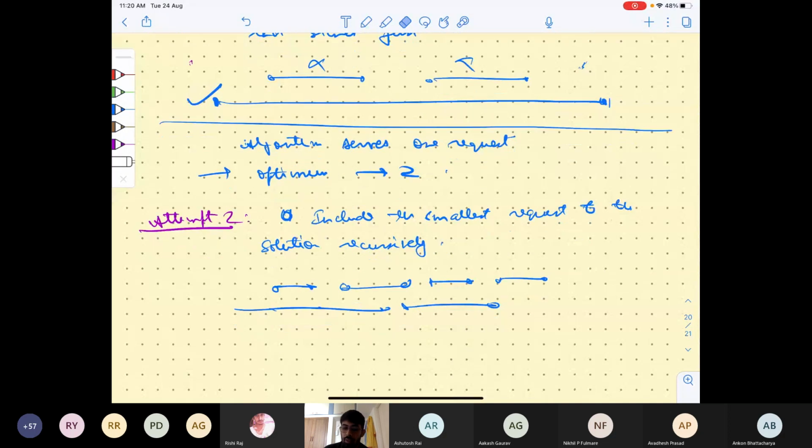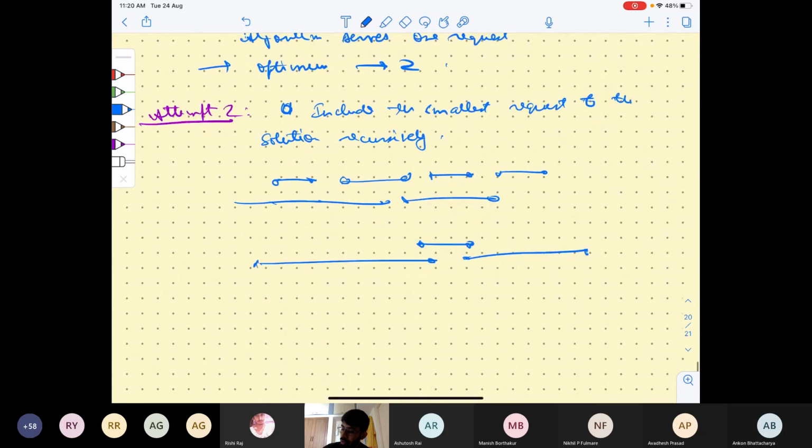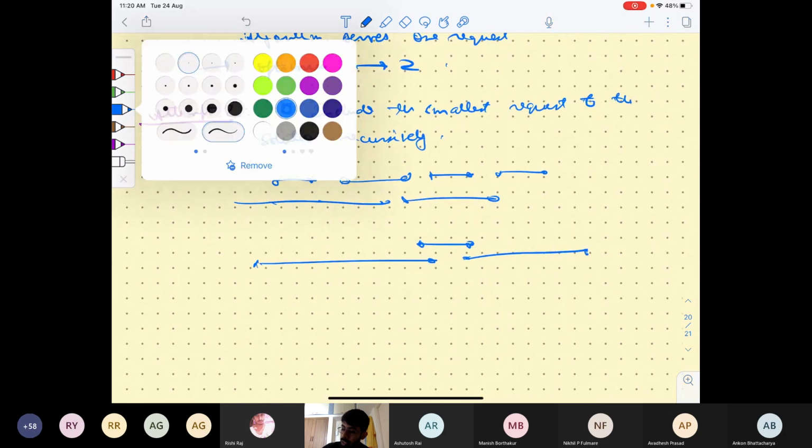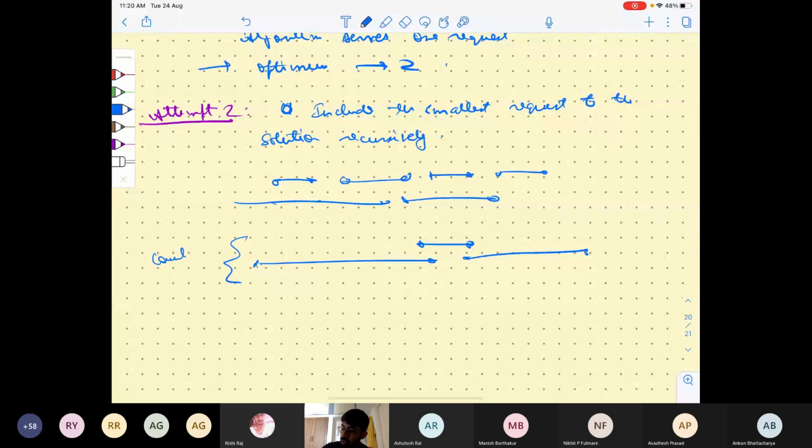No, sir. Why? Sir, because a small time interval can be in the intersection of two other time intervals. Exactly. So you have these huge intervals, and there is the small interval. This is the counterexample, and again, this counterexample works just like the previous case. All right, so this intersection is causing the problem. So let's do attempt 3.